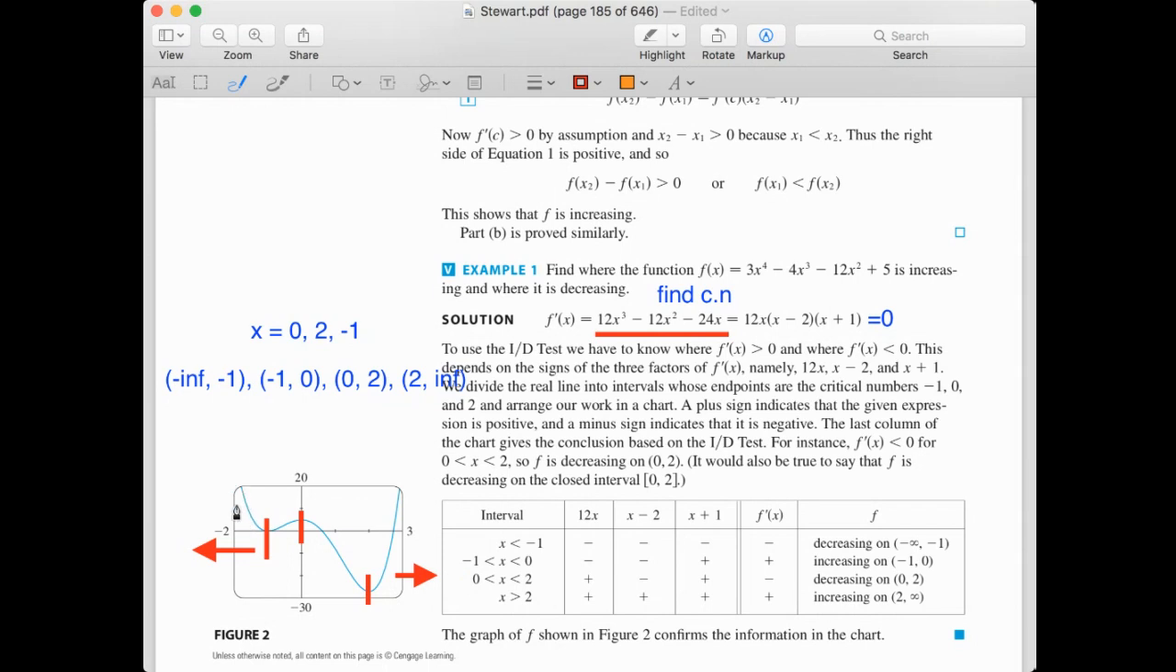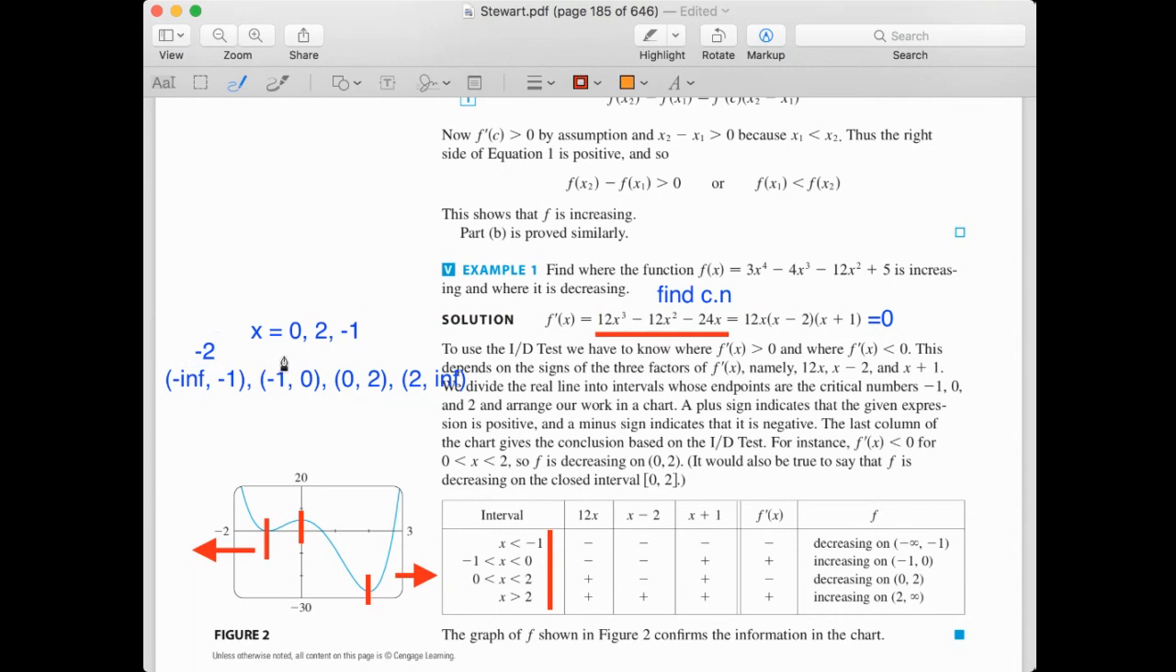Then we just choose a number in each interval. So from -infinity up to -1, we could use this notation: x less than -1. So one interval. Then from -1 to 0, second interval. From 0 to 2, third interval. Then from 2 to positive infinity, fourth interval. So we just choose a value in each interval. For the first, maybe we choose -2.